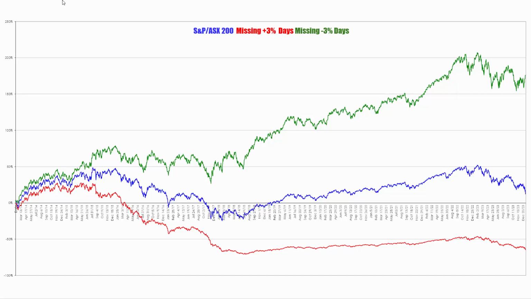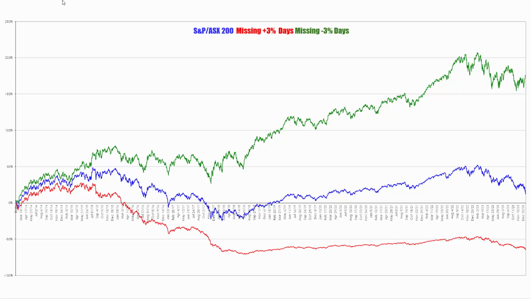The red line is that period whereby you had missed those days where the market had gone up by 3% or more. And you can see it has a detrimental effect on the account. But as I said, there was something missing. And the thing that is missing is, what happens if we're not in the market when the market goes down by 3% or more? And what we see is the green line. You can see that the returns from missing the bad periods are far superior to being fully invested.